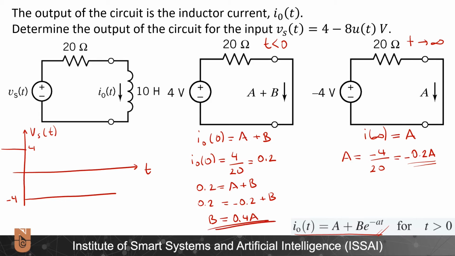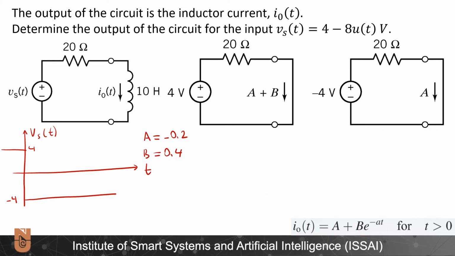Now the last thing to find is small a. I will find instead the tau and finalize the solution of my question. 1 over a is equal to tau, which is equal to L over RT, and L is equal to 10 henries, RT is 20 ohms, and accordingly the time constant is equal to 1 over 2 seconds.